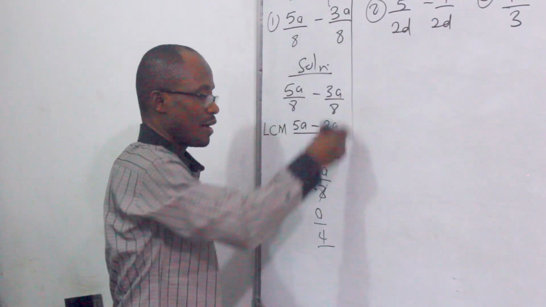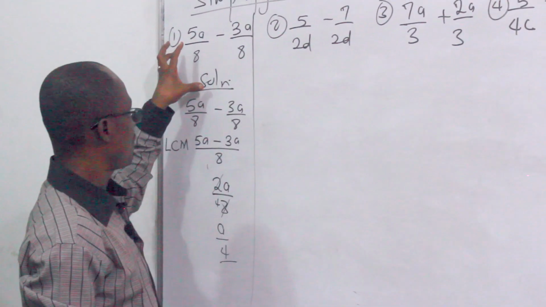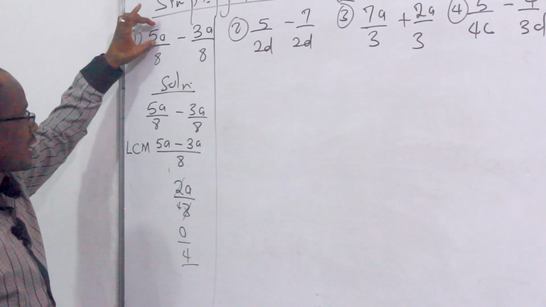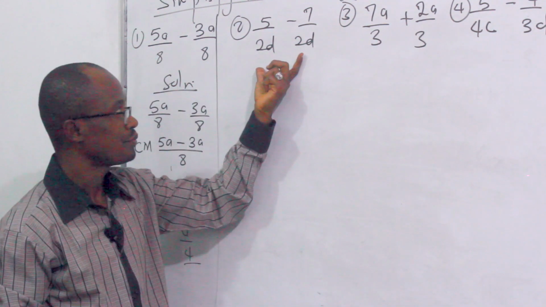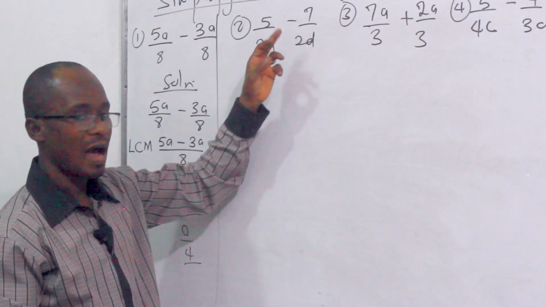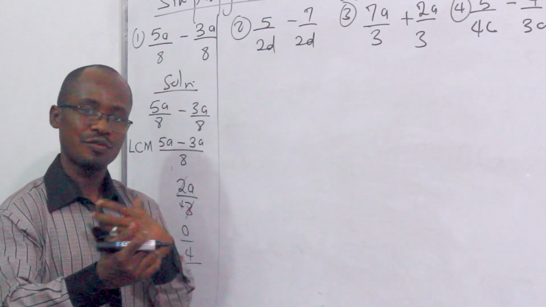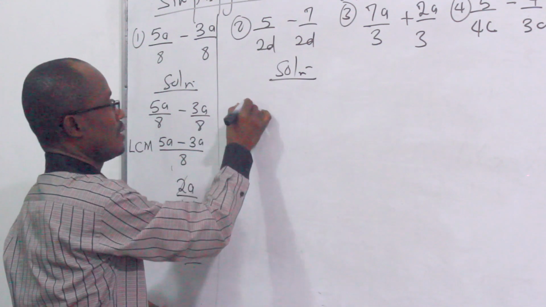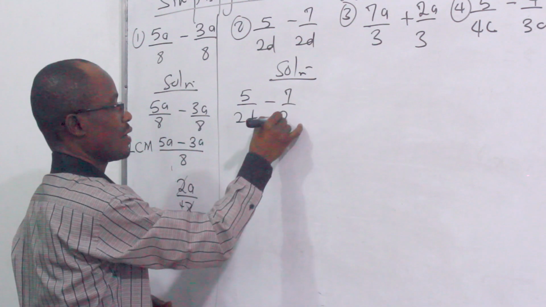Let's take a look at the second example. In the second example, if you look at the first example very well, the numerator consists of numeral and a variable, while denominators are all numeral. While in the second example, the numerators are numerals, that is numbers, while the denominators consist of numeral and variable. So the solution comes here as simple as this: 5 over 2d minus 7 over 2d.